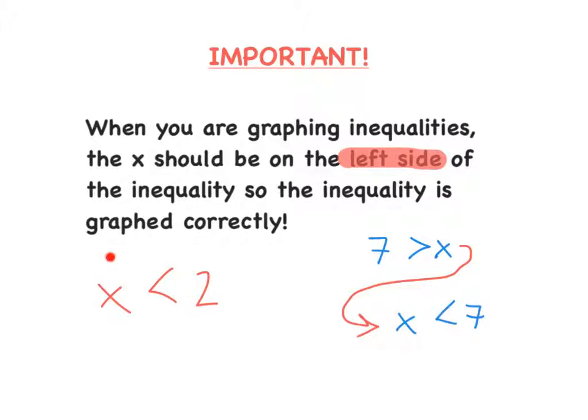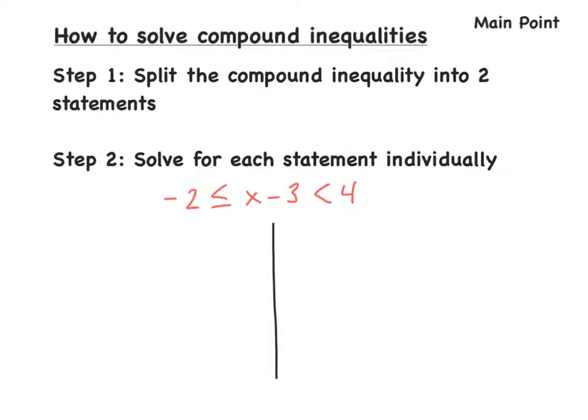so that's perfectly fine. Over here we have 7 is greater than x. Since the x is on the right side, we have to switch this around and make it x is less than 7. So it's very important, especially when you're graphing, especially during compound inequalities. So what exactly does a compound inequality look like? Well, here's an example that we have down here.